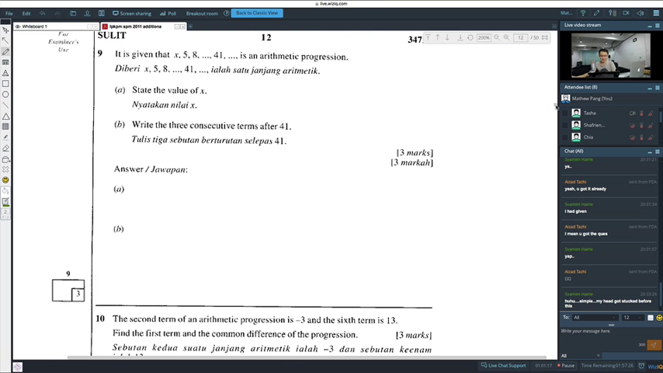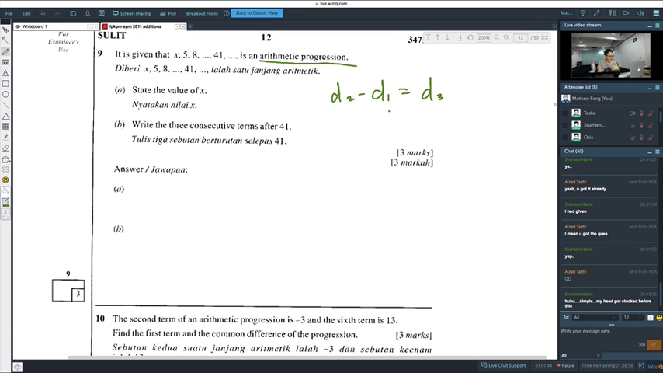Okay, number 9. AP question from 5 first topic. It's given that x, 5, 8, 41 is an arithmetic progression. Find the values of x. So this is AP. We learn about common difference, right? So we know to use the second term minus the first term equals the third term minus the second term.